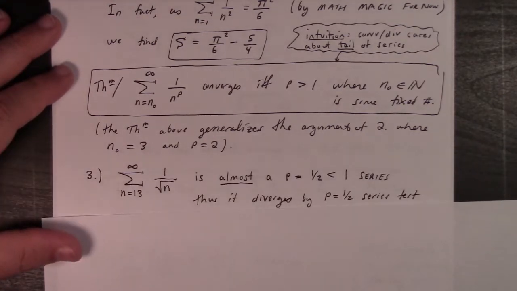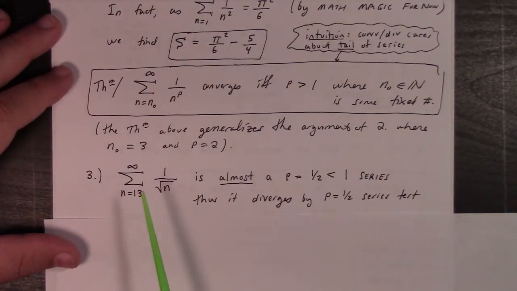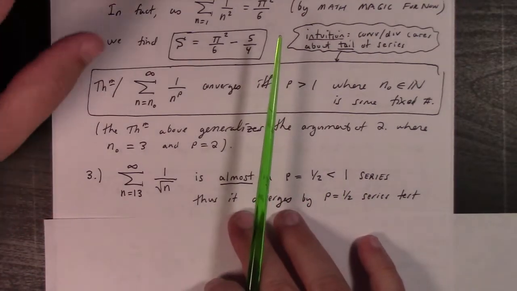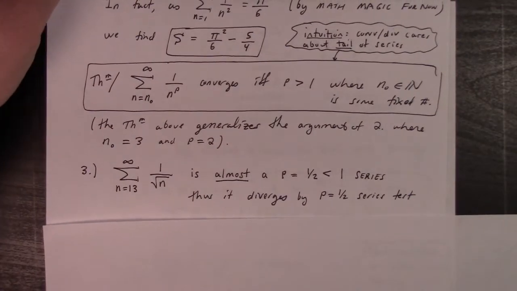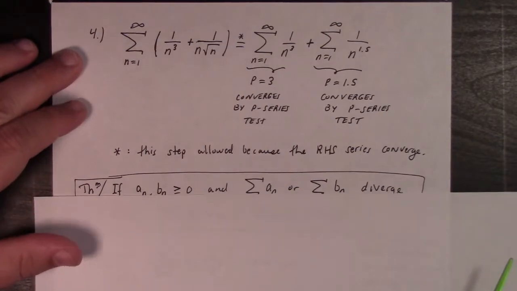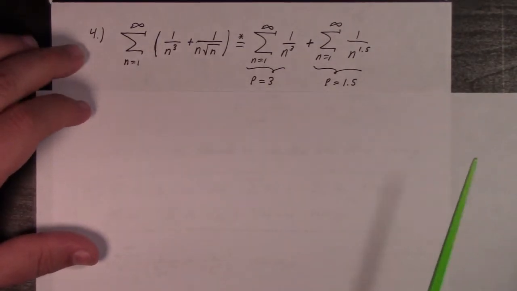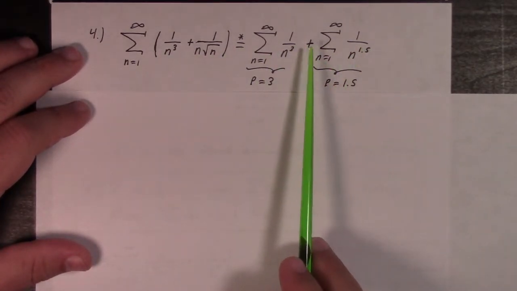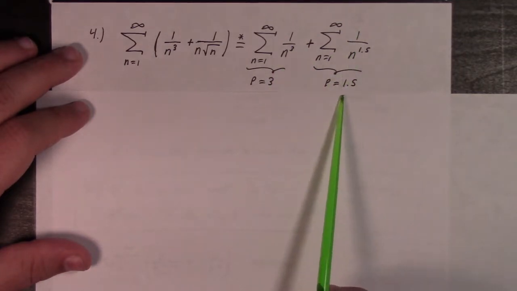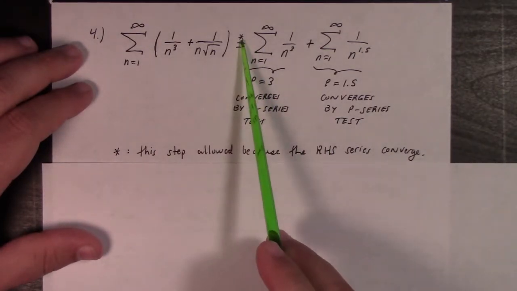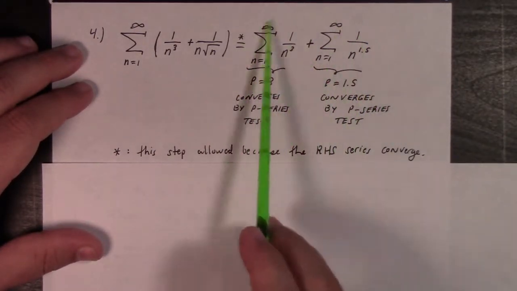So here we go. Sum n equals 13 to infinity of 1 over the square root of n is almost a p equals 1/2 series, but 1/2 is less than 1, so this diverges by the p equals 1/2 series test. All right, so I'm gonna allow you that terminology, all right? So here we go. We're looking at a sum of two series, provided, of course, that these actually converge, and they do, because this is a p equals 3 and this is a p equals 1.5 series, which both converge by p-series test. Again, this step is only allowed because the right-hand side series both are convergent.